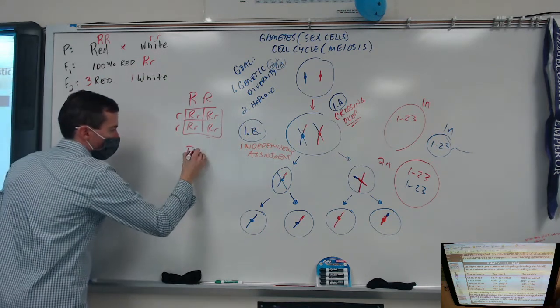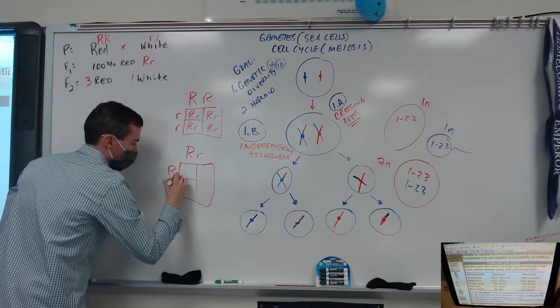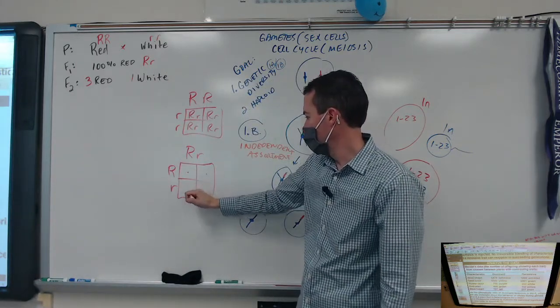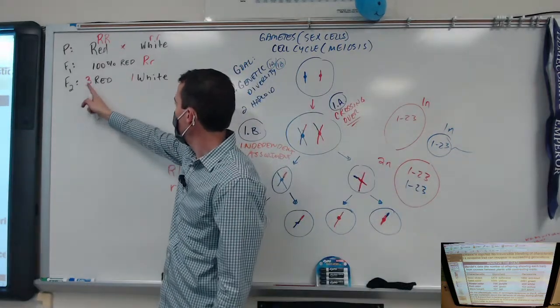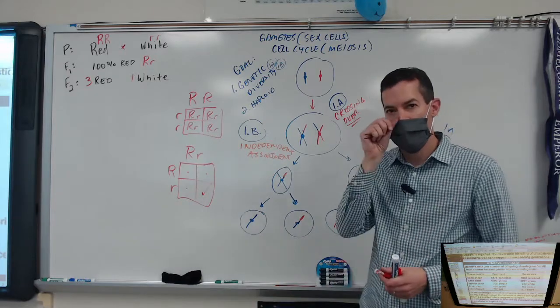All right. Well, when I cross the kids with the kids, then now I get red, red, red, white. Red, red, red, white. That's how I got the 3:1 ratio. So that's how I figured it out.